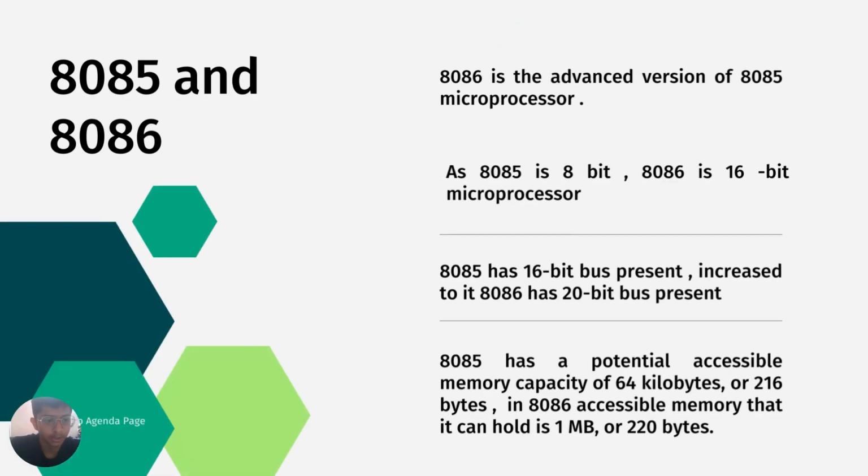Now 8085 and 8086. 8086 is simply the advanced version of the 8085 processor, with every feature of 8085 increased in 8086. As 8085 is 8-bit, 8086 is a 16-bit microprocessor. 8085 has a 16-bit address bus, increased to a 20-bit address bus in 8086. 8085 has an accessible memory capacity of 64 kilobytes or 2^16 bytes. In 8086, the accessible memory is 1 megabyte or 2^20 bytes.